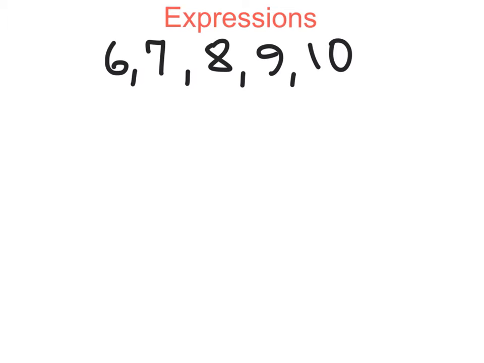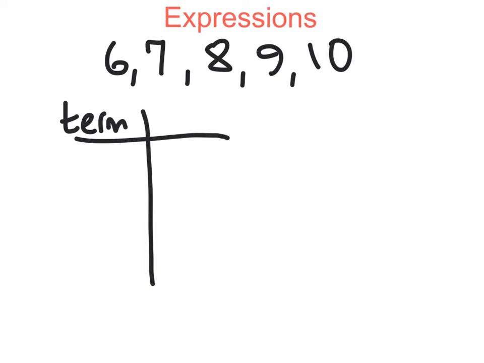Here's one more example of writing an expression. Let's say that we have a pattern like this, 6, 7, 8, 9, 10, and we need to write an expression. Well, we always start by making our table, a T-table. And on one side, I'm going to have the term number, and then on the other side, I'm going to have the actual number that it is. And I just use the number sign.